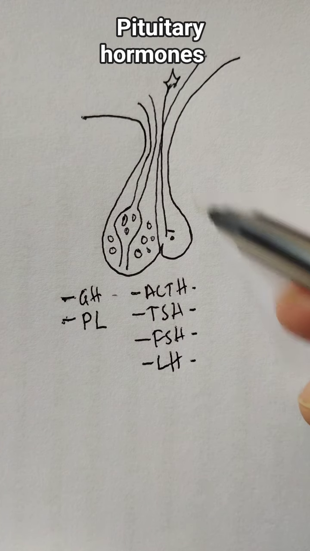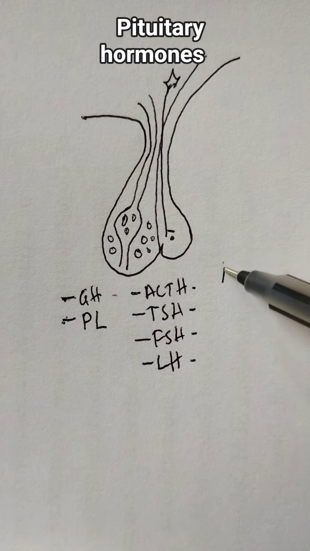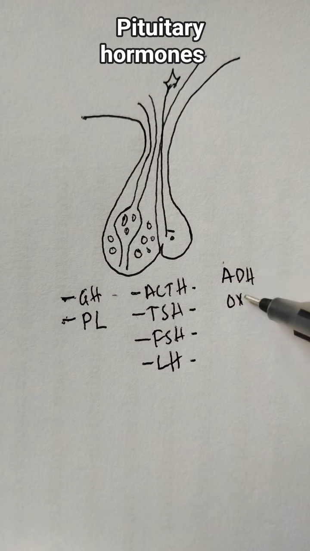The posterior pituitary releases two important hormones, that is ADH and oxytocin. ADH helps in the regulation of the extracellular fluid volume, and oxytocin is important in the milk ejection reflex and parturition reflex.